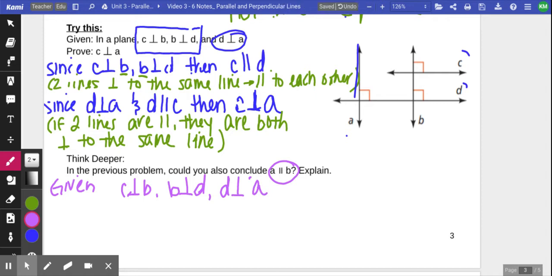We also know these things: C is parallel to D and C is perpendicular to A. Can we prove that A is parallel to B? Well, I think we can, right? Because we're trying to work with A and B.